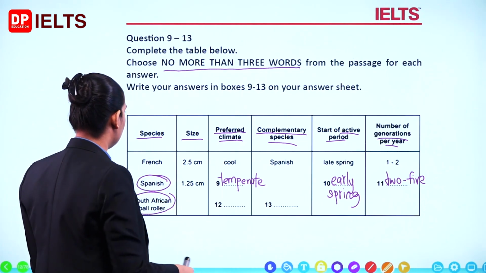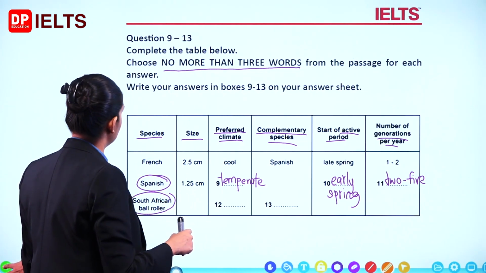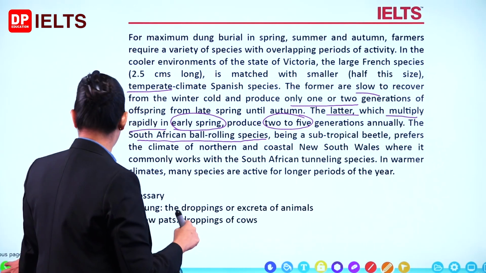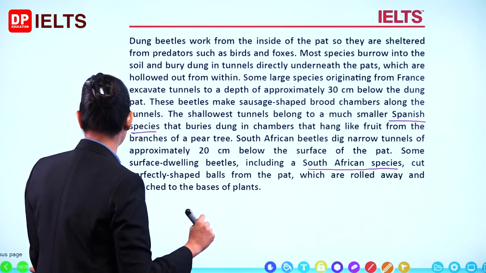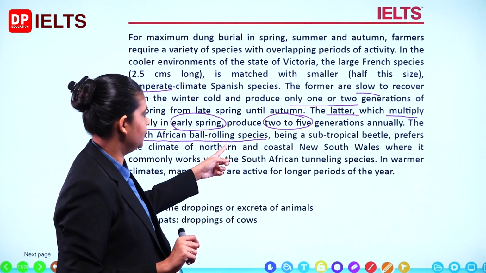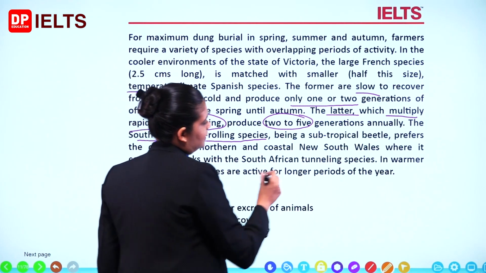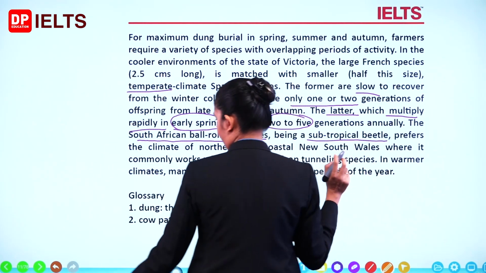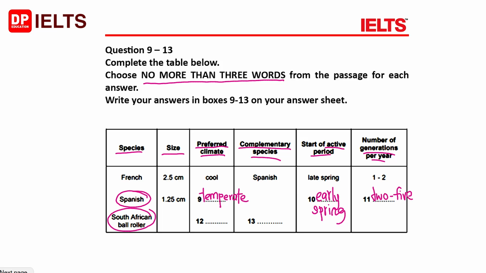South African ball roller: climate, complementary species. So I find the South African species there, but ball roller is here. Who is it? It's a subtropical beetle. So what climate does it prefer? Subtropical. Remember, hyphenated words are considered as one word. So this is like one word.